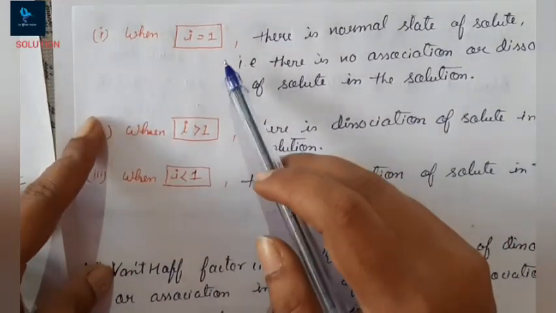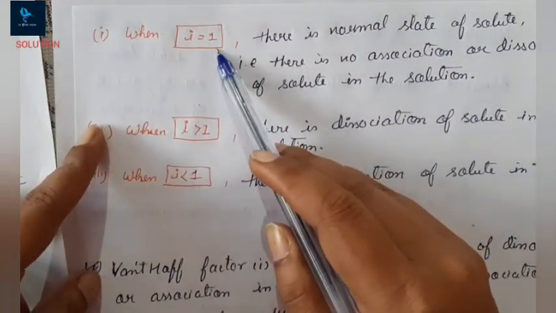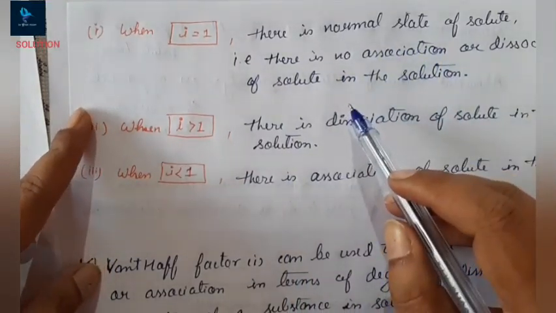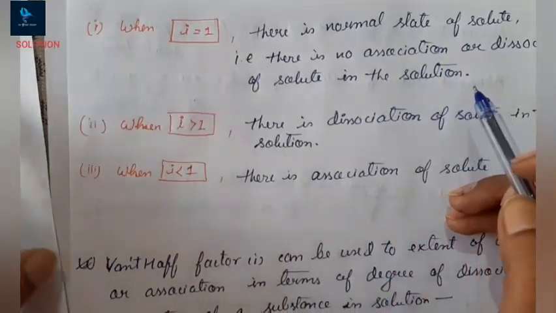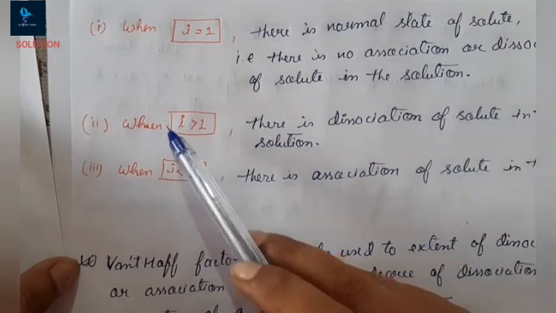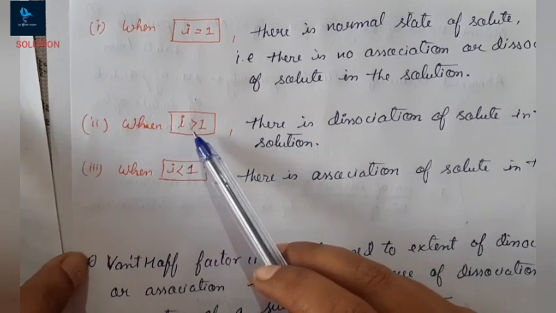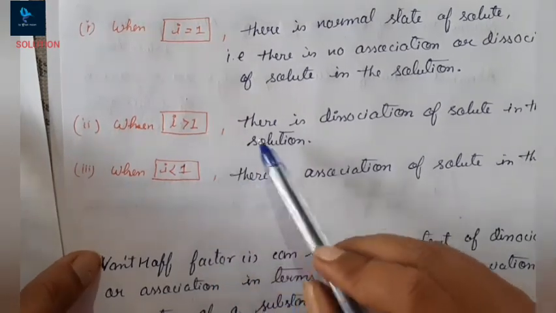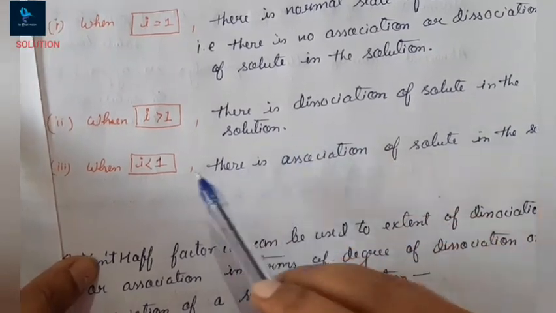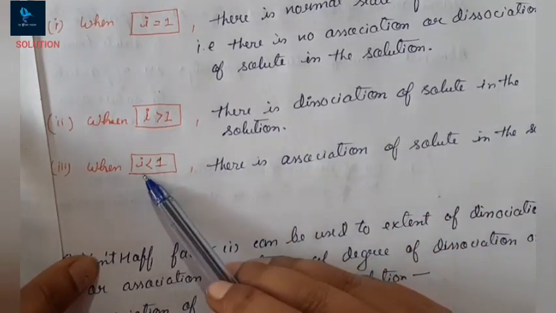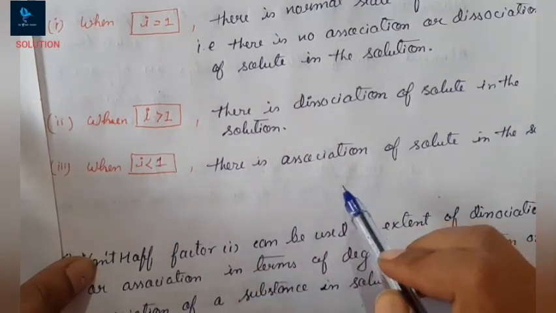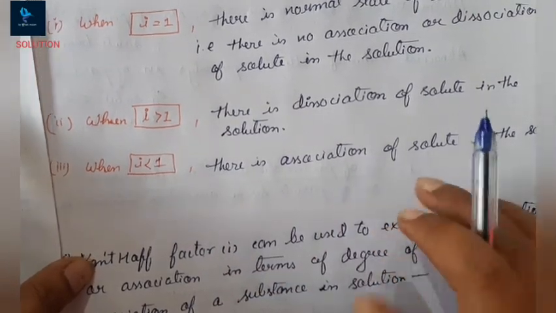If the value of i is equal to 1, it means there is the normal state of solute, that is, there is no association or dissociation of solute in the solution. In another case, if i is greater than 1, there is dissociation of solute in the solution. And the last, if the value of i is lesser than 1, it means there is association of solute in the solution.